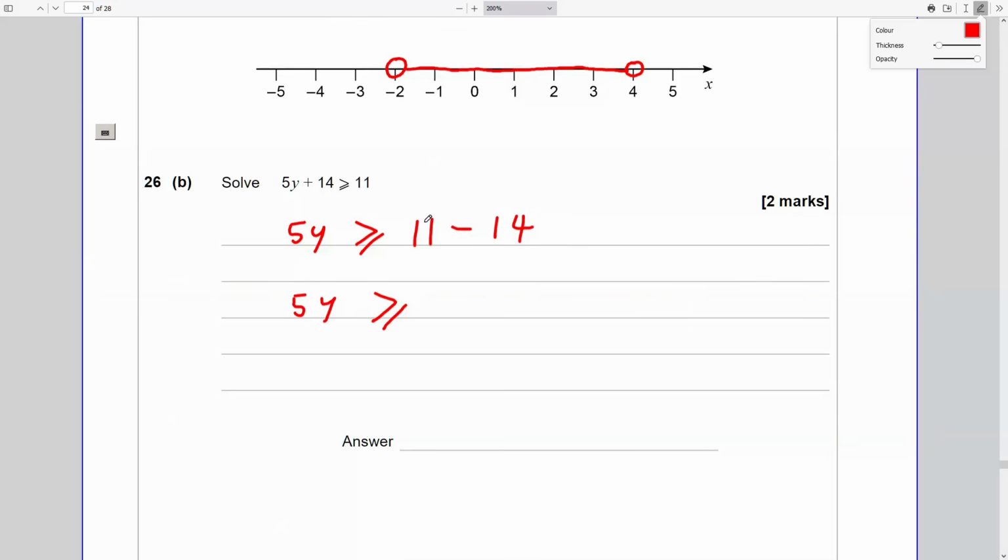Well, you can go the other way around. 11 from 14 is 3, but it's going to be minus 3. Okay, and then divide both sides by 5. So y is greater or equal to minus 3 over 5.